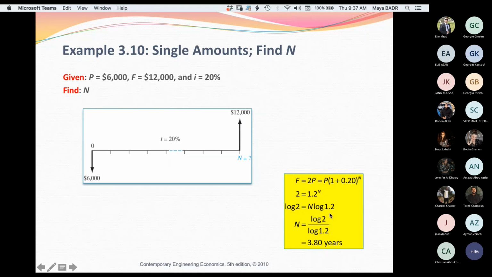So we have $12,000 is $6,000 times 1 plus 0.2 to the N. We have 2 is 1.2 to the N. Take the log on both sides, bring down the N, and solve for it. 3.8 years. End of period convention. So we put 4 years to double the value of your investment.